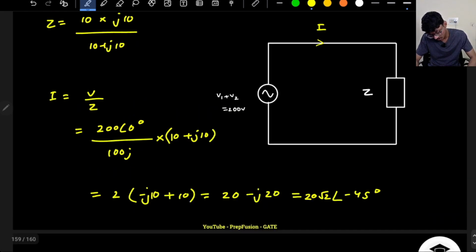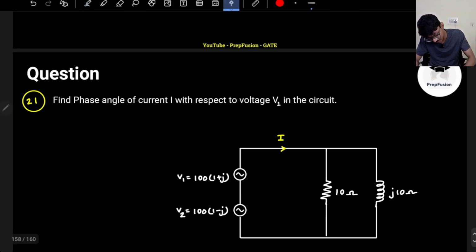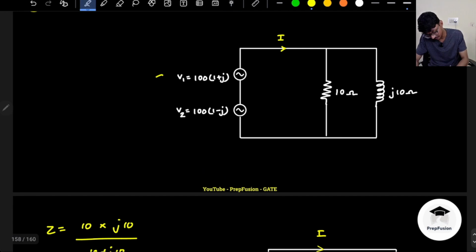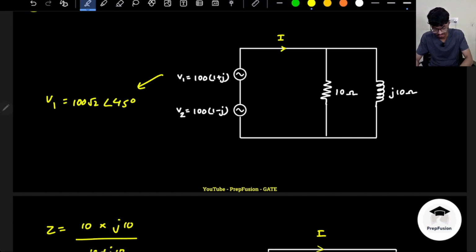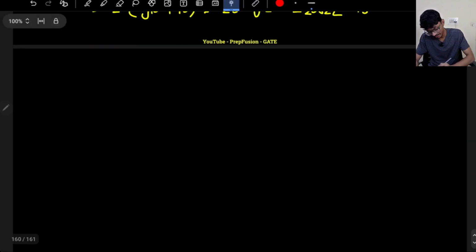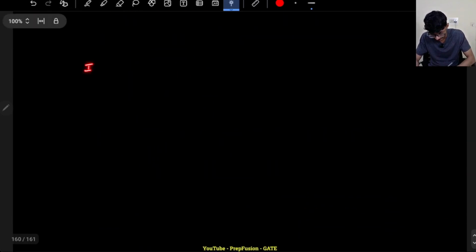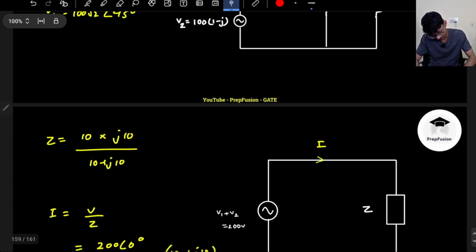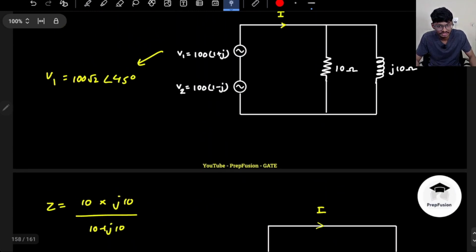Okay, what about the voltage V1 source? Because they have asked with respect to V1 what is the phase angle. So what is the phase angle of V1? The phase angle of V1 is basically 100 root 2 angle plus 45, tan inverse y by x, and this is in the first quadrant. So the phase difference, because here it is negative and it is positive, is 90 degrees.